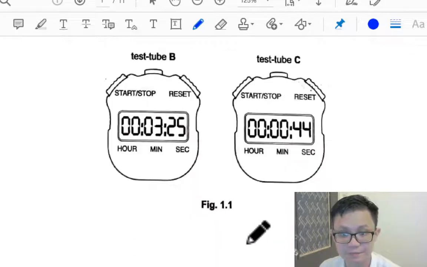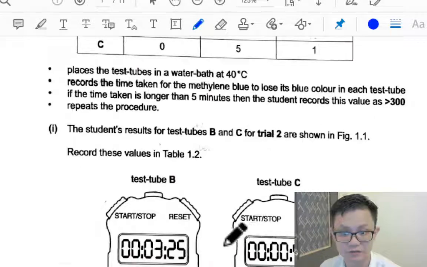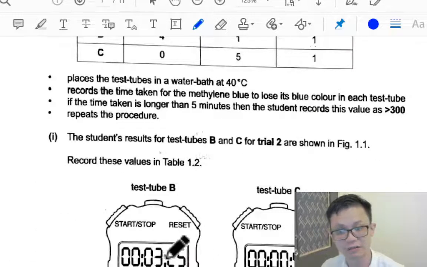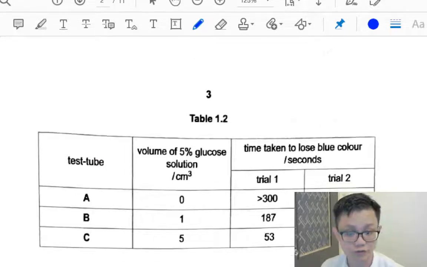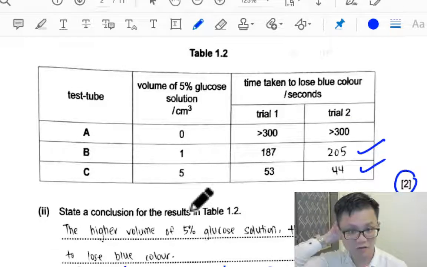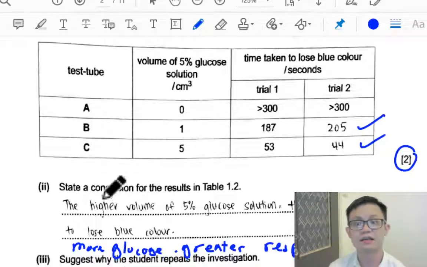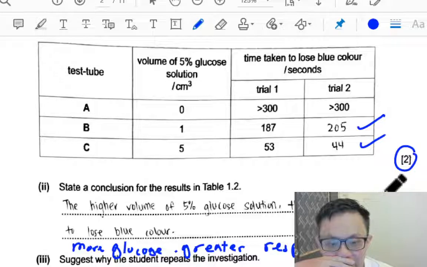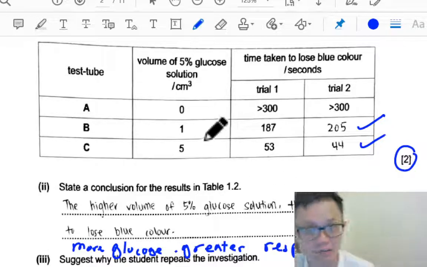Record it. So you record it, it will be 205 for this one and 44 for this one. Okay, 6 times 3 times 6, 180 plus 25, you will get 205. State the conclusion. So what is the conclusion? Let's see the student's answer. The higher the volume of 5% glucose solution, the shorter the time taken to lose its blue color. So they increase the volume of the glucose.